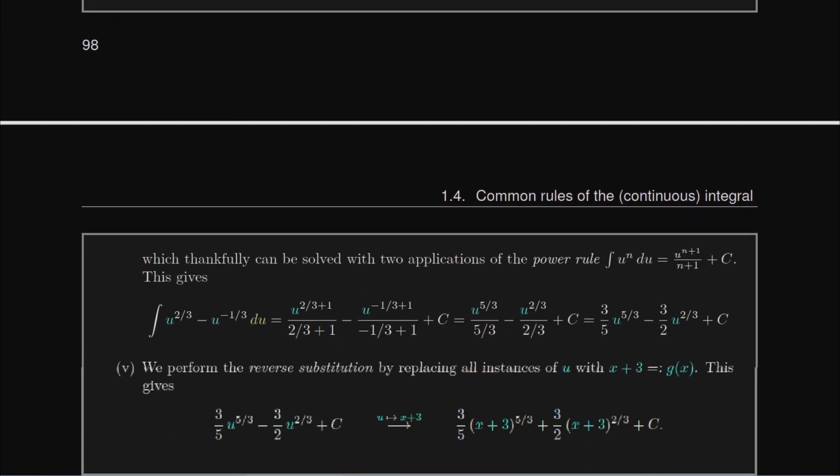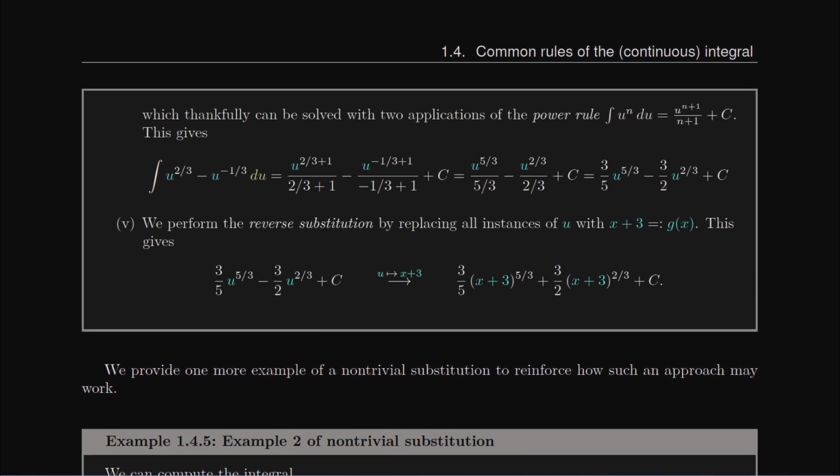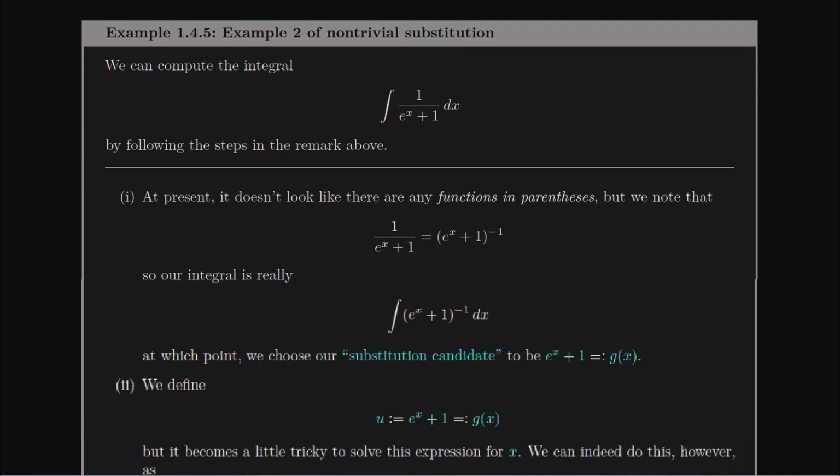We also have to be willing to give up sometimes, but that's something we will see in the intuition section that's coming up in a bit. Let's look at another example of a non-trivial substitution. Here we're going to compute the antiderivative of 1 over e to the x plus 1.